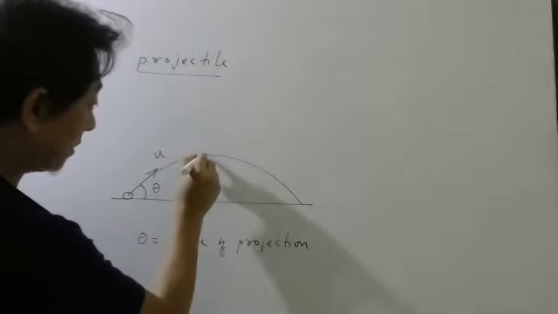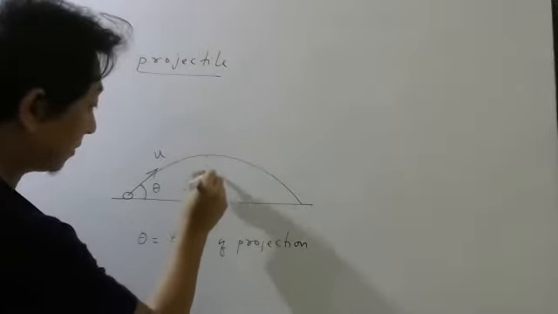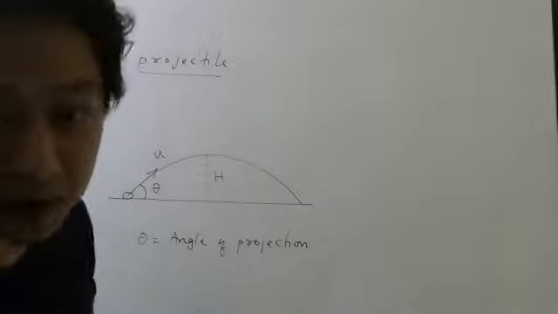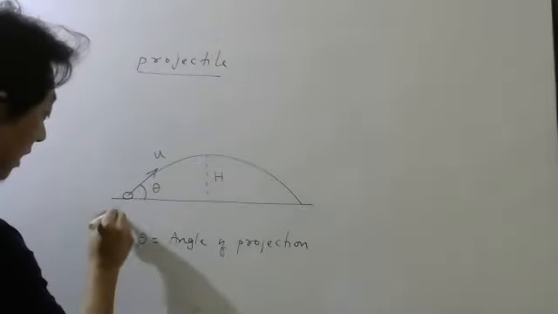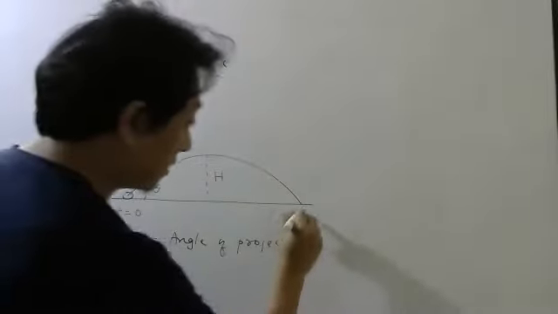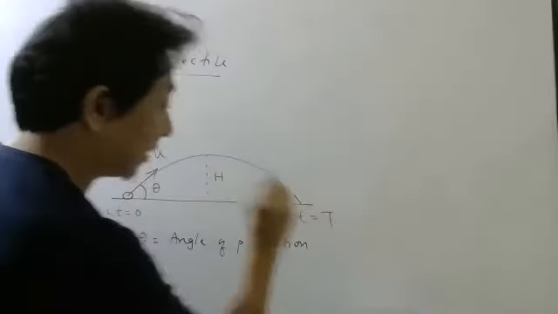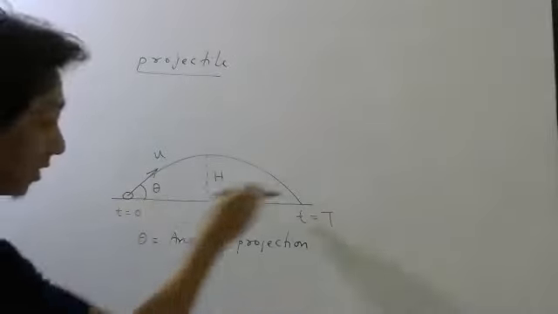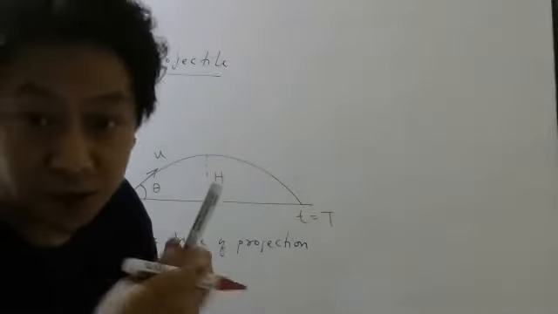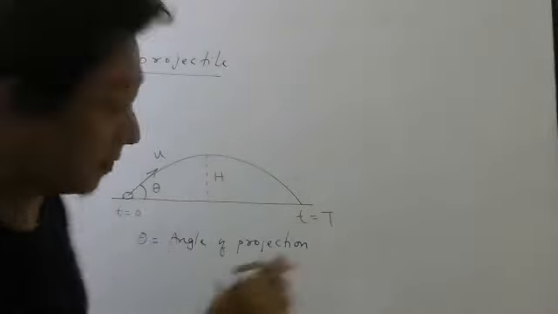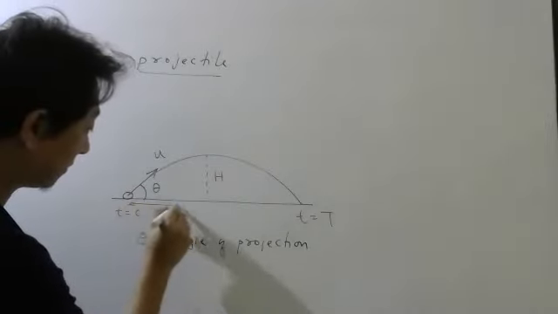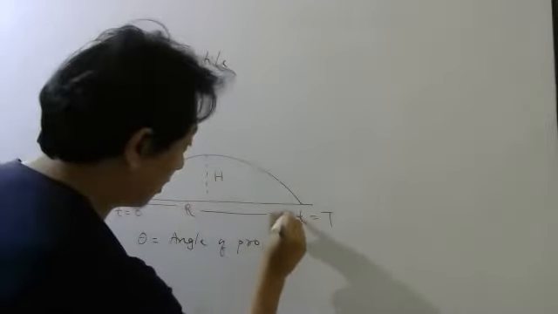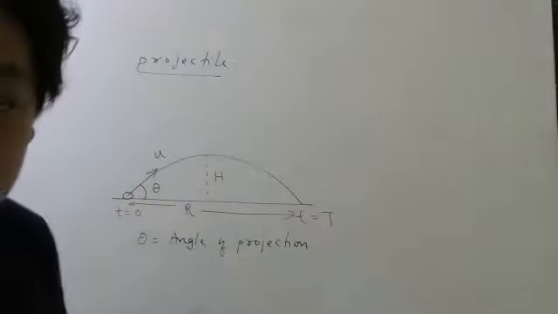Now, three important questions they may ask. One is, what is the maximum height? Then, if it starts at time 0, what is the time to reach here? That time is called time of flight. And how far the projectile goes horizontally, this distance. This distance was called what, students? This distance was called range.